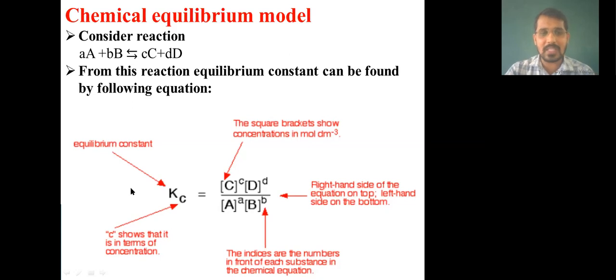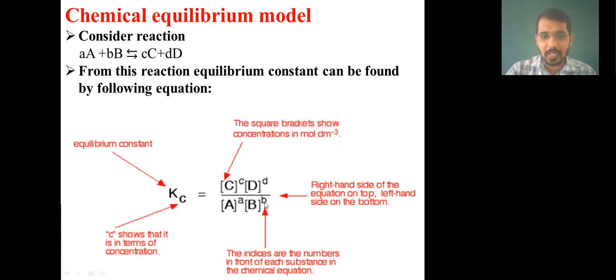After that, what is the Kc? That is the equilibrium constant. What is the C? C shows that it is in terms of concentration. Kc means equilibrium constant in terms of concentration. After that, the square bracket shows concentration in mole dm^-3. This is the unit of concentration.